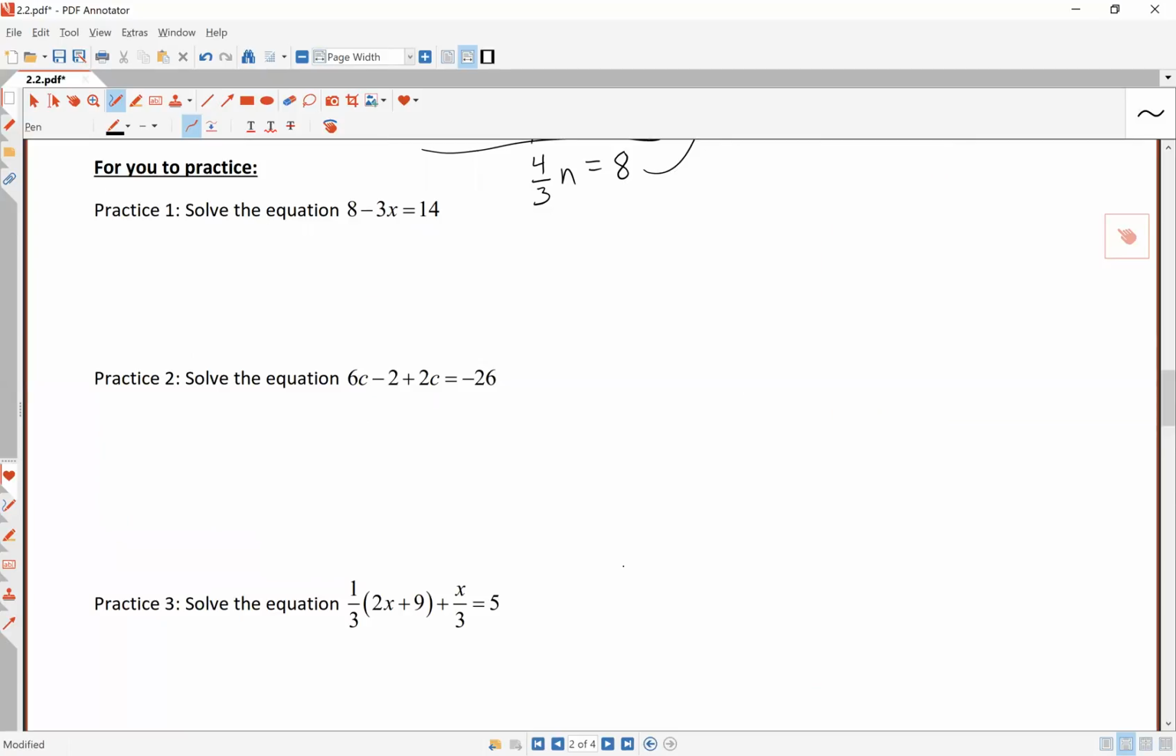Okay, so now that you've had a chance to see these worked out, I'll work these out with you. We subtract 8 from both sides. Cancels the 8s. 14 minus 8 is 6. And we have negative 3x. Solving that, we divide by the negative 3. And we get x equals negative 2.